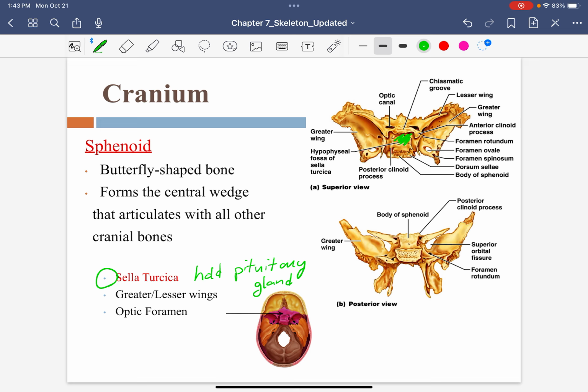On this next lecture exam, these questions are going to be very straightforward. It could be a question like, what is the function of the sella turcica? And you would pick the one that says, holds pituitary gland.